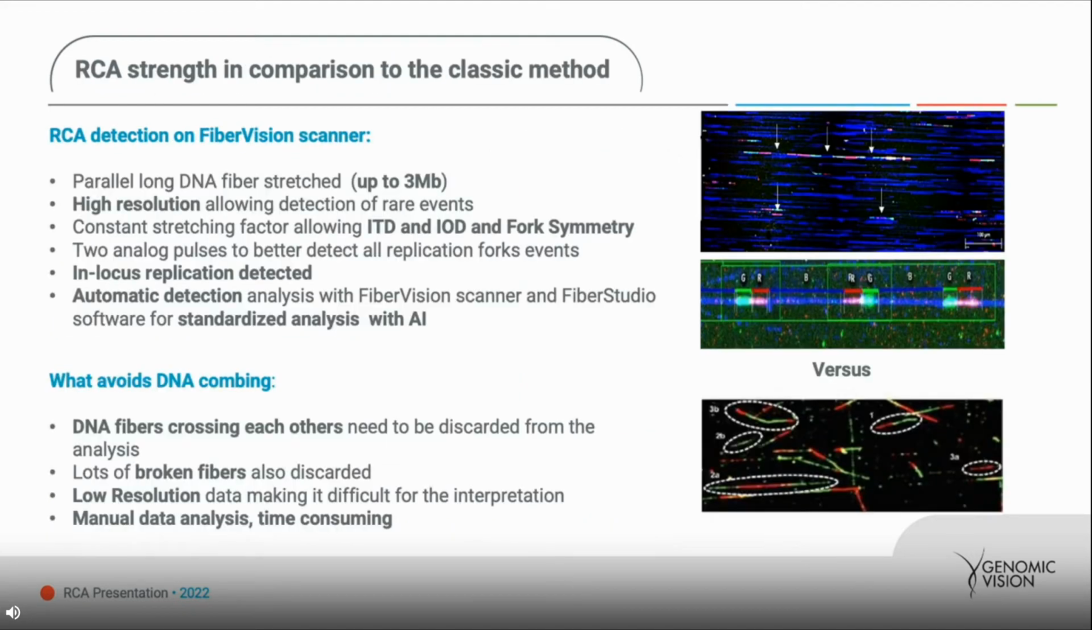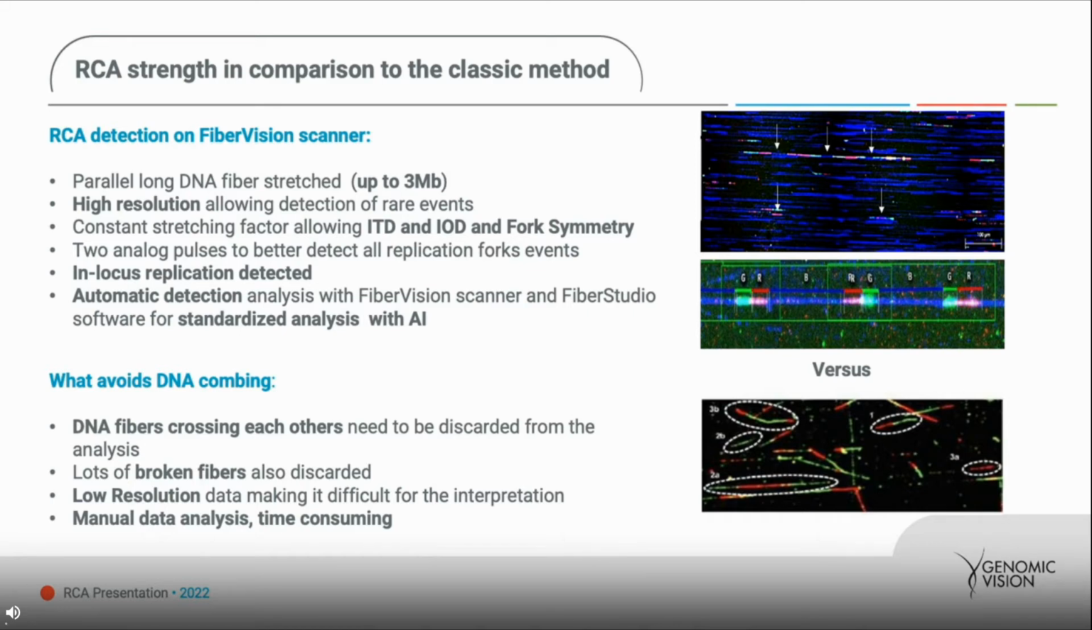So you can already see from the different parameters and the images that we've just seen in the previous slide that RCA with molecular combing gives clear advantages in comparison to classical methods. On each cover slip, long DNA fibers up to 3 megabases will be stretched uniformly and parallel, allowing more data to be exploited than other classical methods, where fibers often cross each other and are then discarded from the analysis.